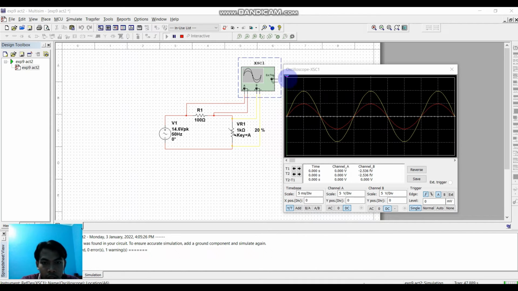For the actual value, we can move the cursor to see the actual value for these two waveforms. We can see here that the peak voltage across the R1 is around 4.842 volts, while the peak voltage across VR1 is 9.685 volts. So that's all for activity 2.